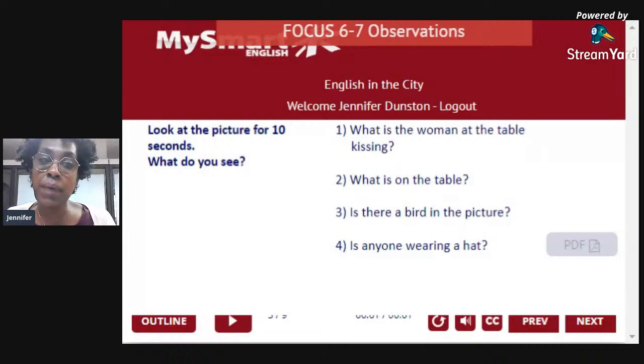While we're looking at the painting, we want to consider these 4 questions. What is the woman at the table kissing? What is on the table? Is there a bird in the picture? Is anyone wearing a hat? If you'd like, you can write these questions down quickly, so once we go back to the image, you'll already have the questions in mind to know what you're going to observe while you look at the image. Okay, are we ready? Let's go back and take a look at our painting.